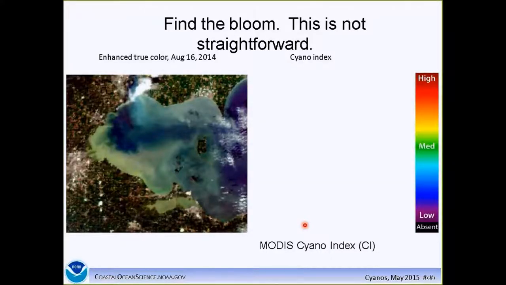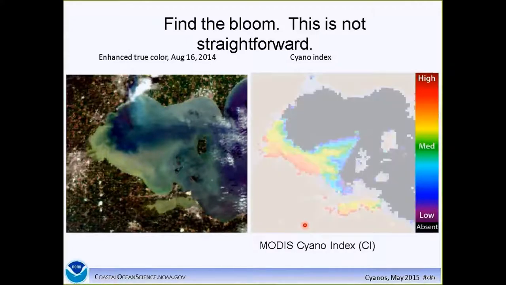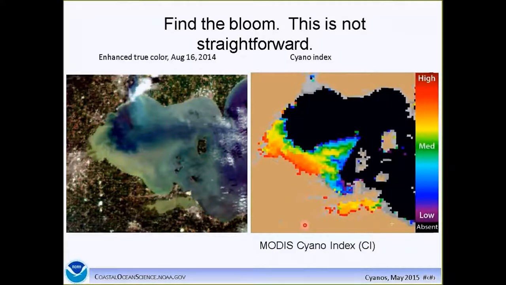Just to make it clear about the difference with a true color picture, we're working with quantifiable data rather than true color. You wouldn't be able to tell from that true color that that's where the bloom is. And that's what we're working with for this.